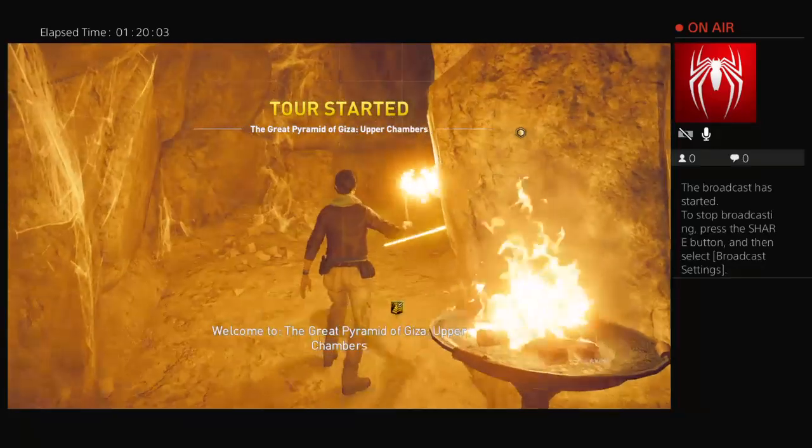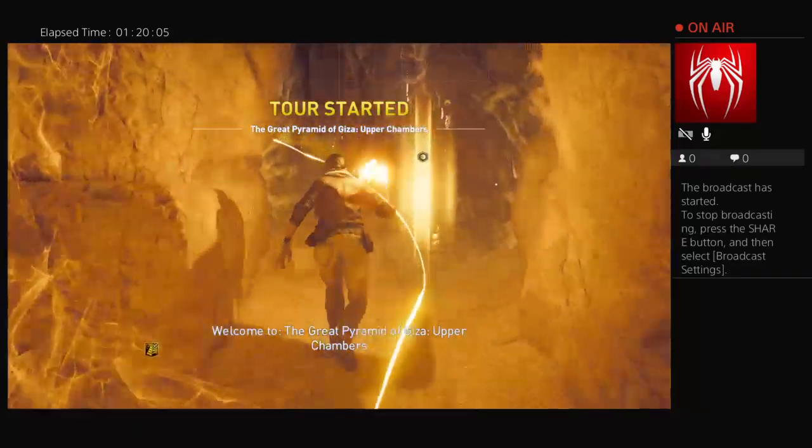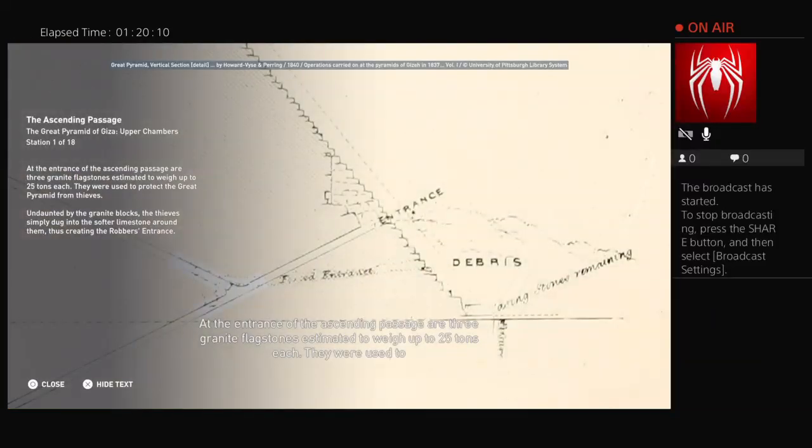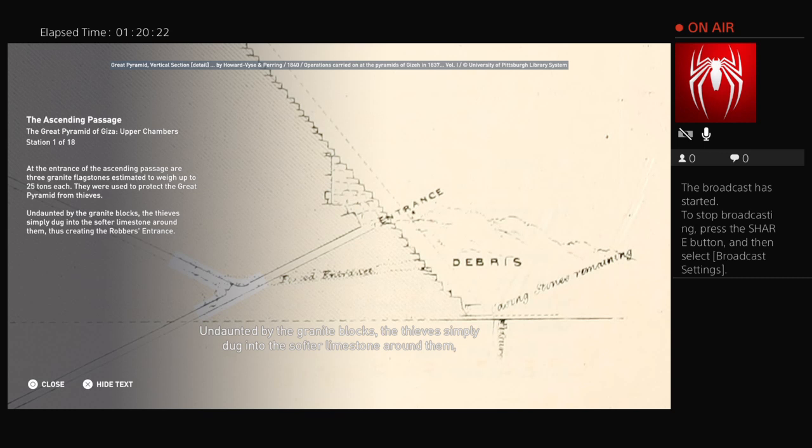Welcome to the Great Pyramid of Giza, Upper Chambers. At the entrance of the ascending passage are 3 granite flagstones estimated to weigh up to 25 tons each. They were used to protect the Great Pyramid from thieves. Undaunted by the granite blocks, the thieves simply dug into the softer limestone around them, thus creating the robber's entrance.